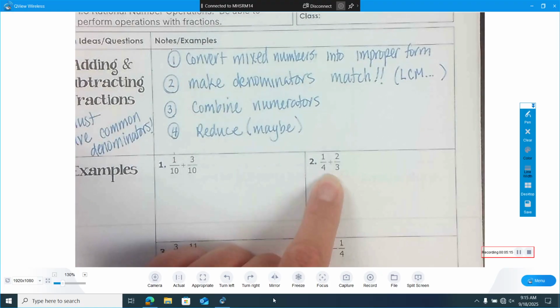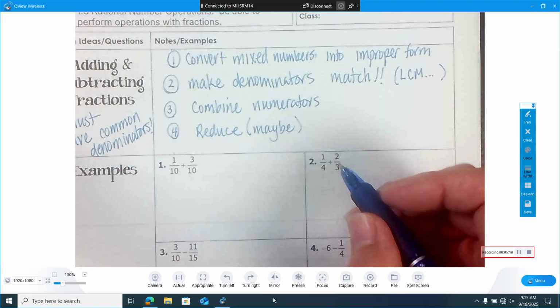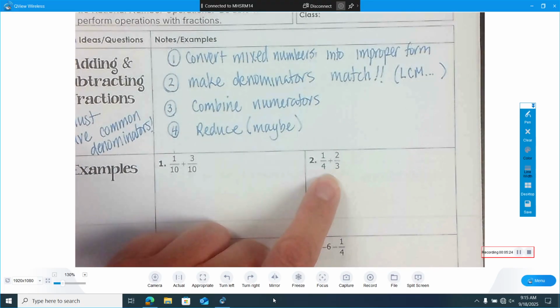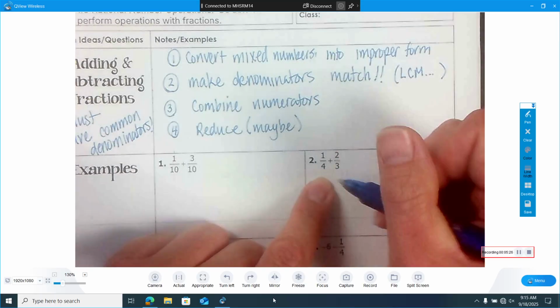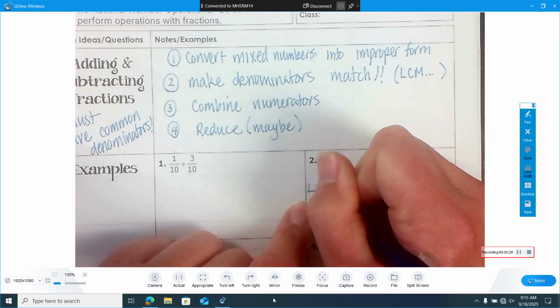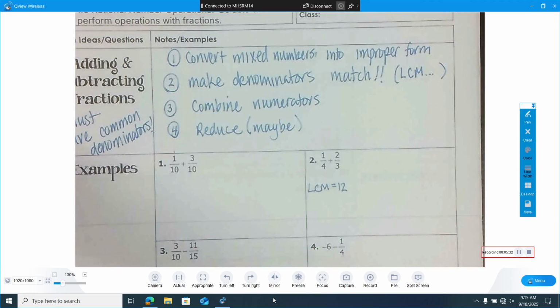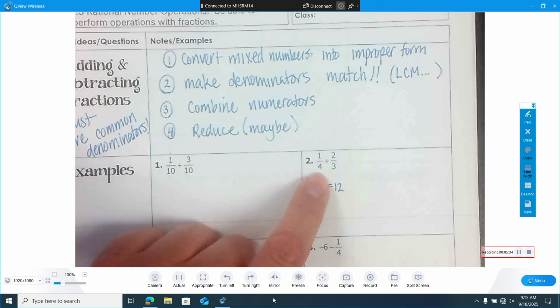1/4 plus 2/3. Do the denominators match? No, they do not. So we can do a couple of things. What's the least common multiple of 4 and 3? 12. Thanks, Houston, you're awesome. The least common multiple equals 12. So I need to get a common denominator. How do I turn that 4 into a 12? What do I multiply by?